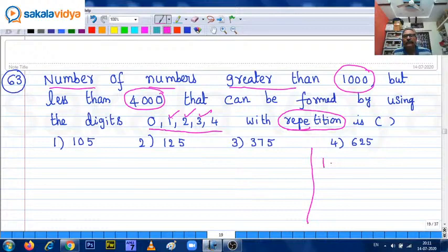4-digit number beginning with 1: 1, then 3 places. These 3 places are with repetition. With repetition, how many digits are available? 1, 2, 3, 4, 5. That can be filled in 5 cube ways.